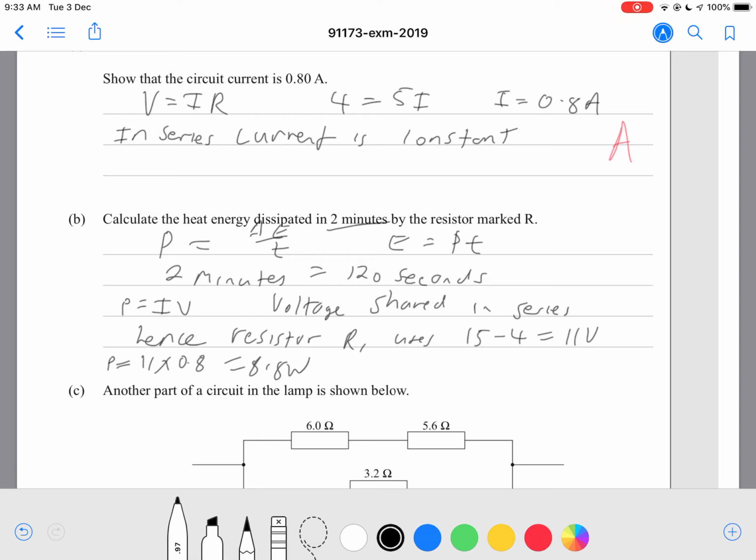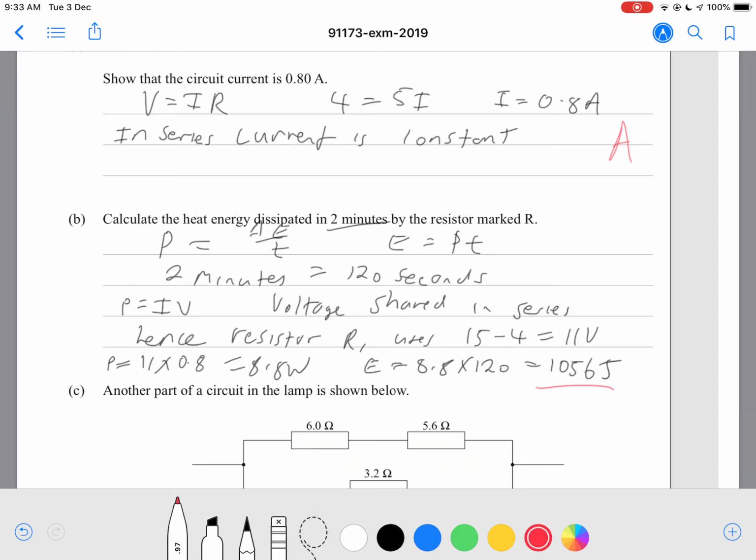And now we can use our relationship between energy, power, and time. So we can say E equals 8.8 times 120. And that should give you an answer of 1056 joules. And that should be your final answer. We forgot the unit, so joules is J. So that should be your final answer for this question.